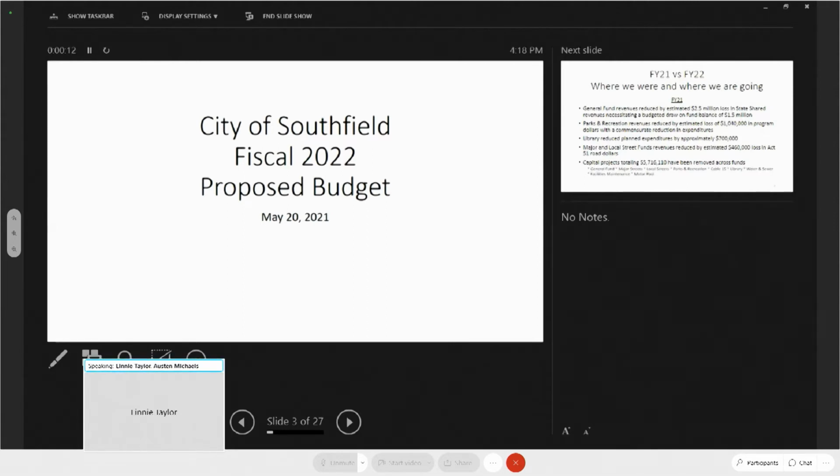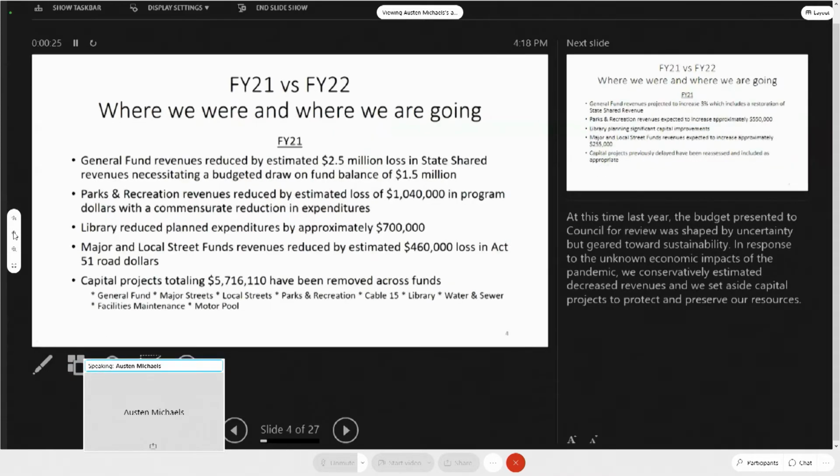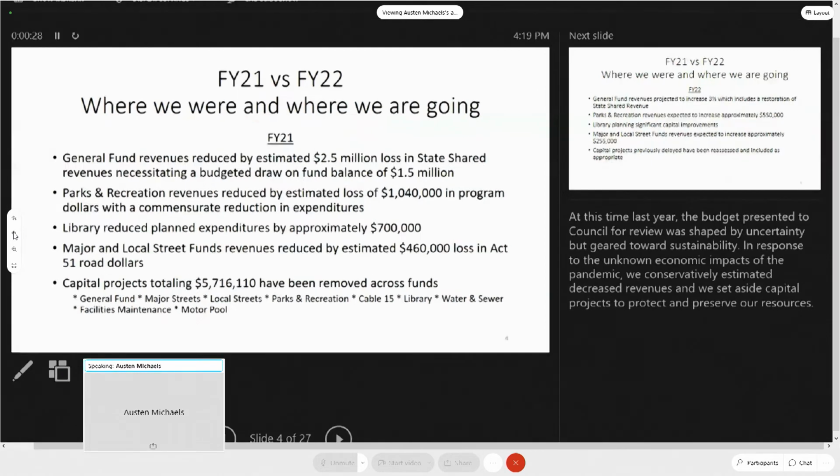All right. Okay, so again, I'm here to discuss the proposed fiscal 22 budget for the city. So first, I'd like to take a look at where we were and where we're going. So at this time last year, the budget that we presented to council for your review was shaped by a lot of uncertainty, but we had geared it towards sustainability in response to the unknown economic impacts of the pandemic.